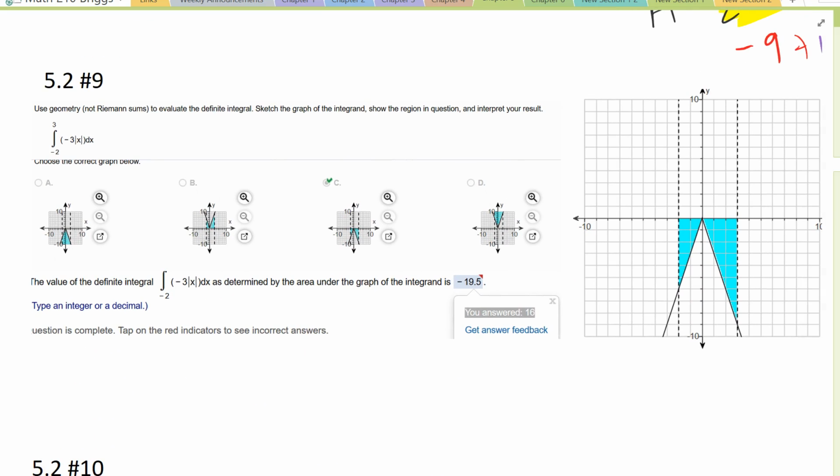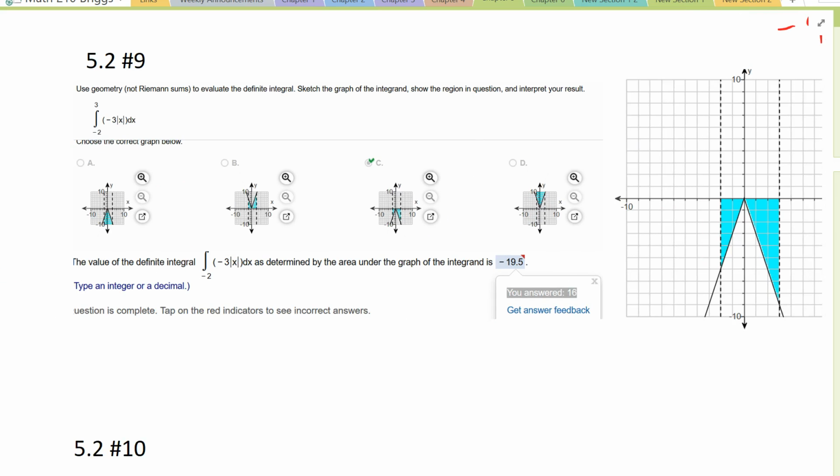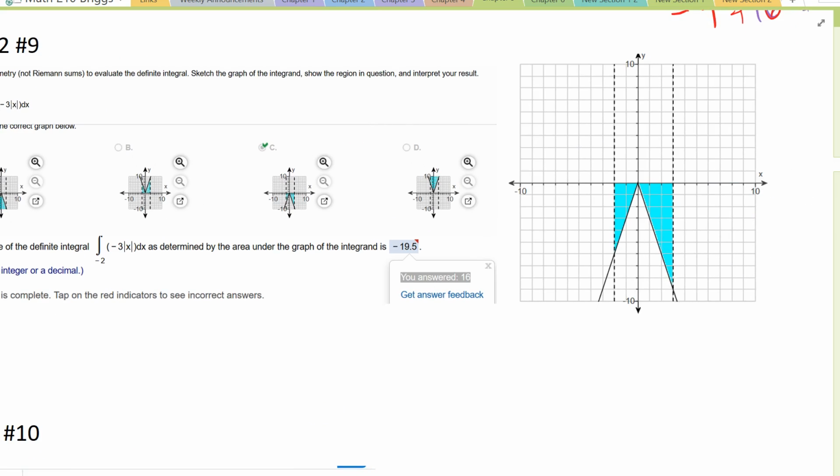This example: use geometry and not Riemann sums to evaluate the definite integral. Sketch the graph of the integrand and show the region in question and interpret your results. So we're looking at -3 times the absolute value of x. So if we take the absolute value of x and flip it about the x-axis, and then we multiply it by 3, we get this function.